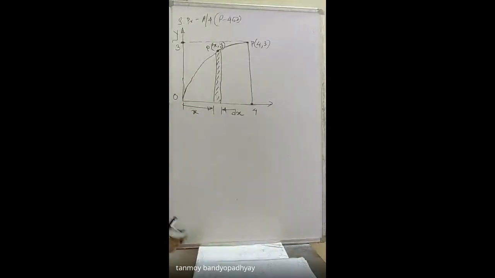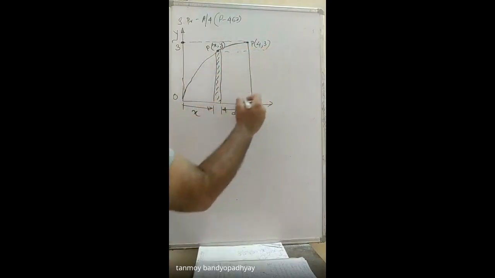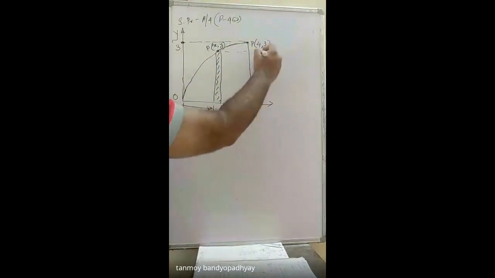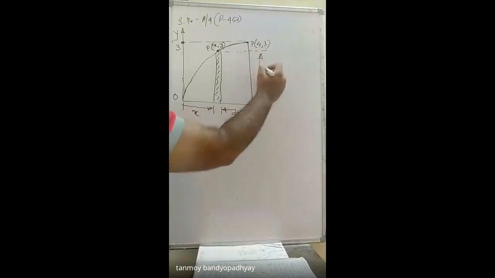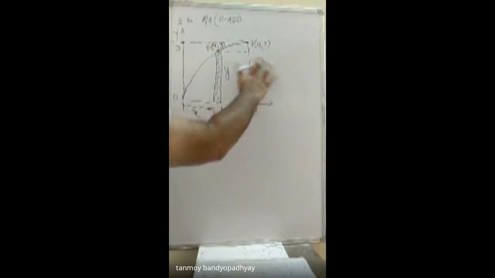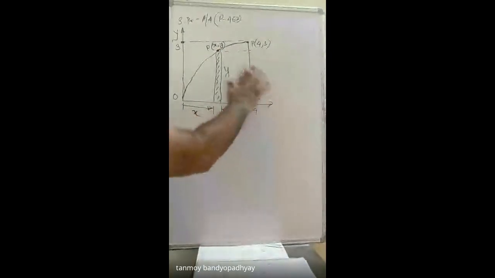So since this one is x comma y, this distance is x. So what will be this distance? This distance will be equal to y. I hope you can understand that the thickness, or rather the height of this element, will be equal to y.